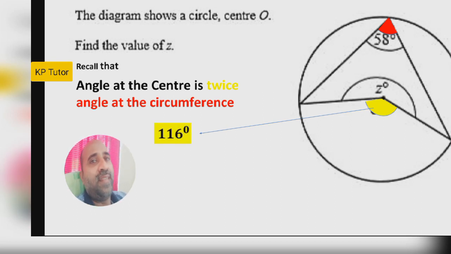Then how can we find angle z? I didn't write any answer here. Can you guess how we can find z? z, that means angles at a point, 360, right? So how can we find z? z is equal to 360 minus 160, right? Then you will get the answer. Okay.